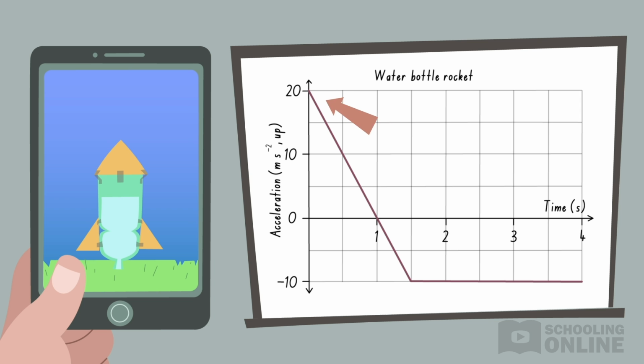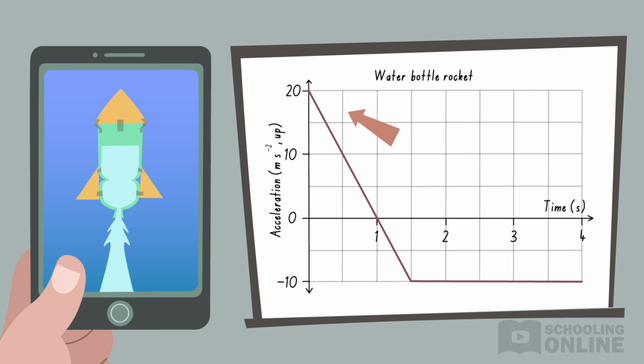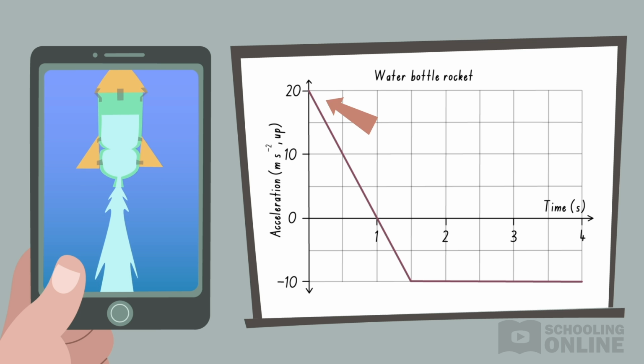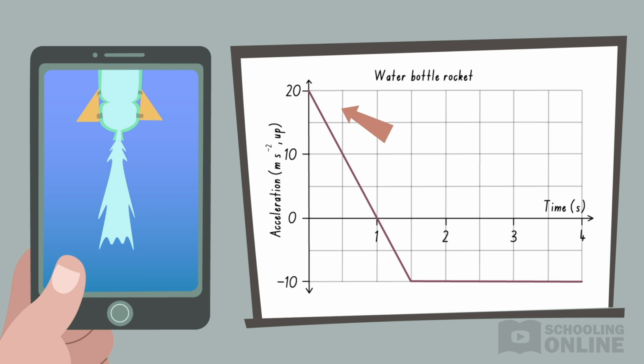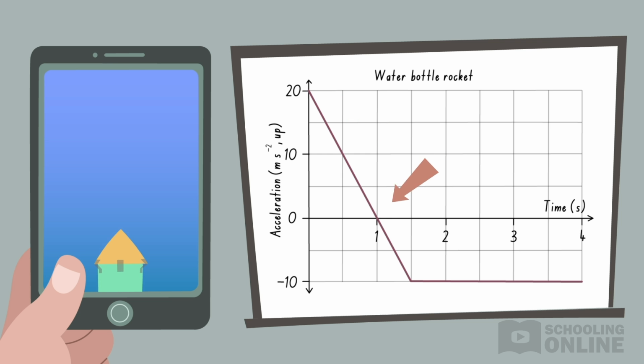Initially, the water bottle rocket is on the ground, at rest, and it accelerates upwards at 20 metres per second squared. Therefore, its velocity increases and it flies high into the sky. Next, the rocket's acceleration decreases as it uses up its fuel. It stops accelerating for a brief instant at 1 second.